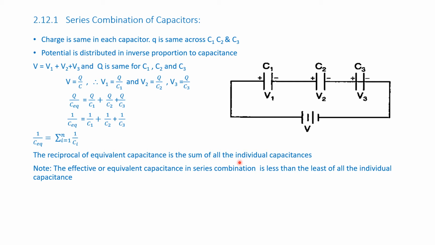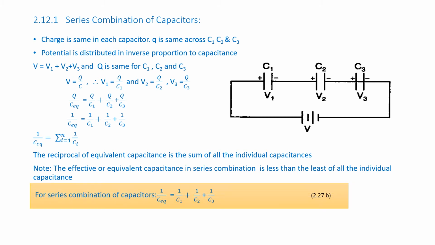Suppose the least of capacitance is C1. So, the value of C equivalent will be less than C1. That is, the effective or equivalent capacitance in series combination is less than the least of all the individual capacitance. Hence, we will recollect for series combination of capacitors 1 over C equivalent will be equal to 1 over C1 plus 1 over C2 plus 1 over C3.